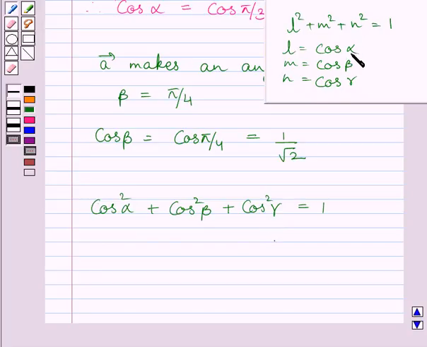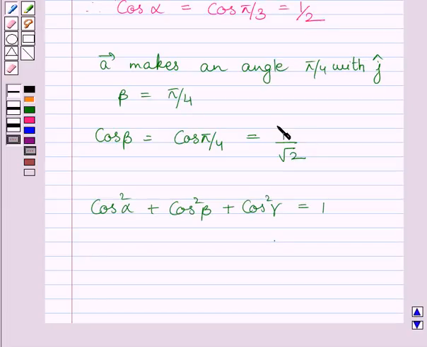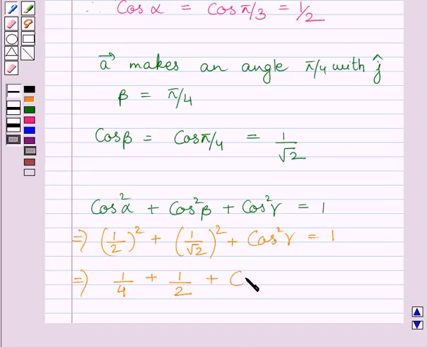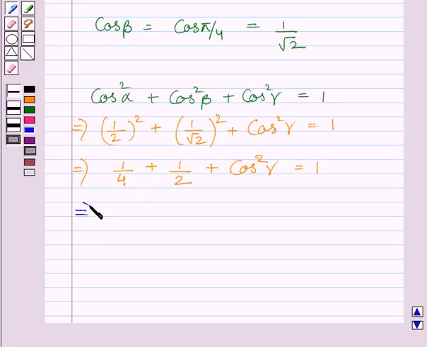Substituting these values of L, M and N in this expression, we get this expression. Now we will substitute corresponding values of cos alpha and cos beta here. We know cos alpha is equal to 1 upon 2 and cos beta is equal to 1 upon root 2. So we can write, this implies square of 1 upon 2 plus square of 1 upon root 2 plus cos square gamma is equal to 1. Now this further implies 1 upon 4 plus 1 upon 2 plus cos square gamma is equal to 1. Now adding these two terms, we get 3 upon 4. So we can write this expression as 3 upon 4 plus cos square gamma is equal to 1.